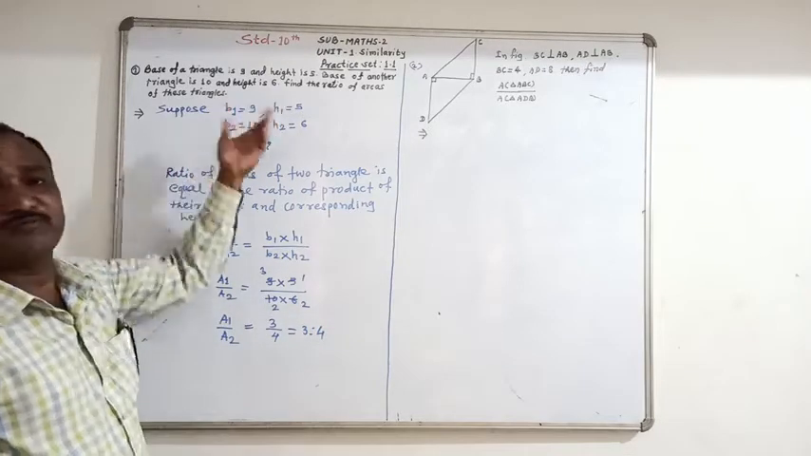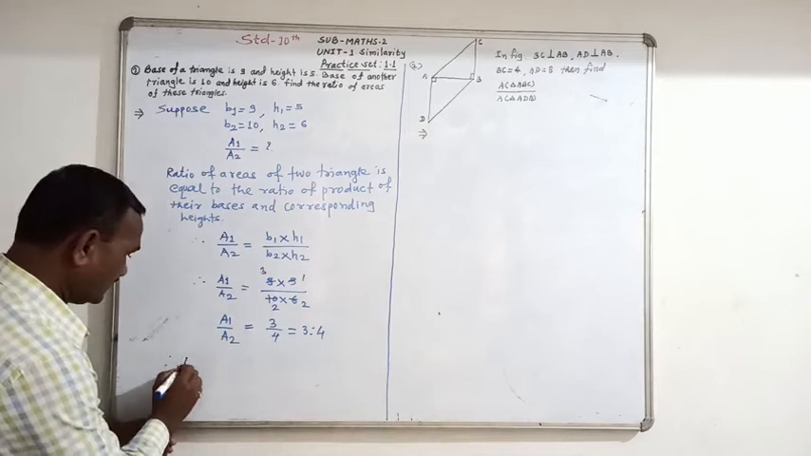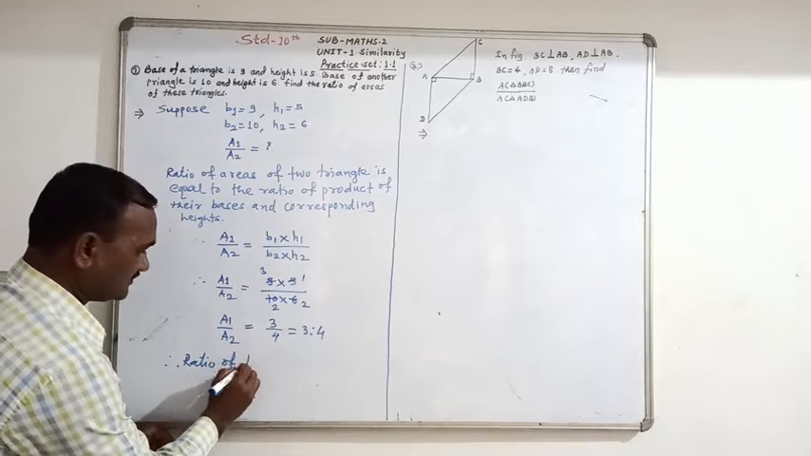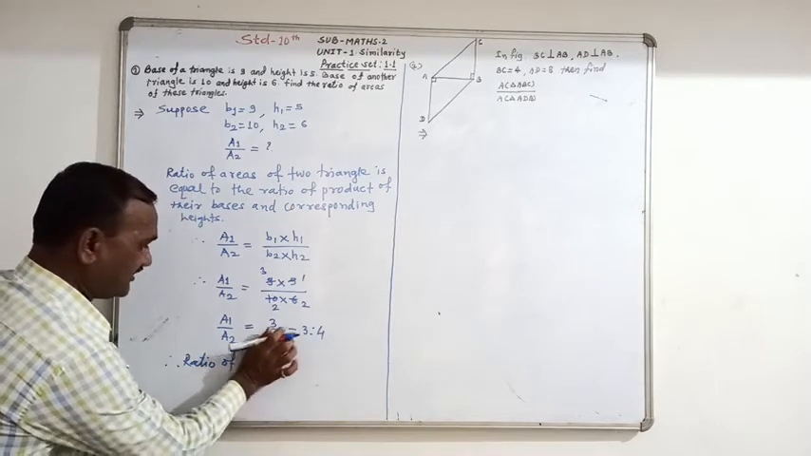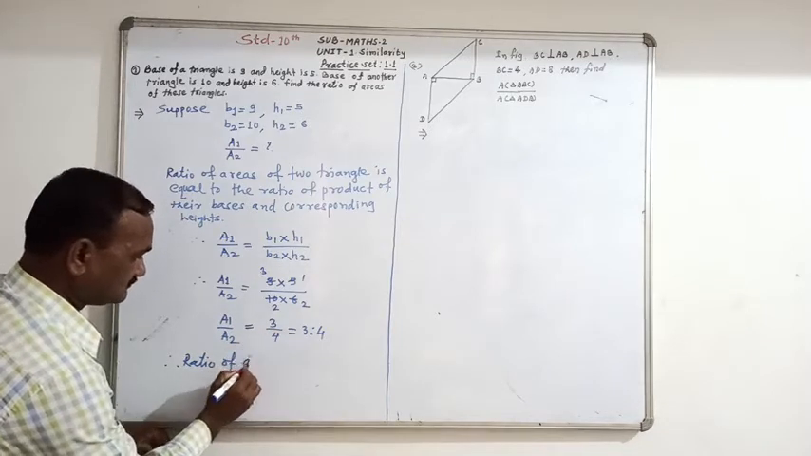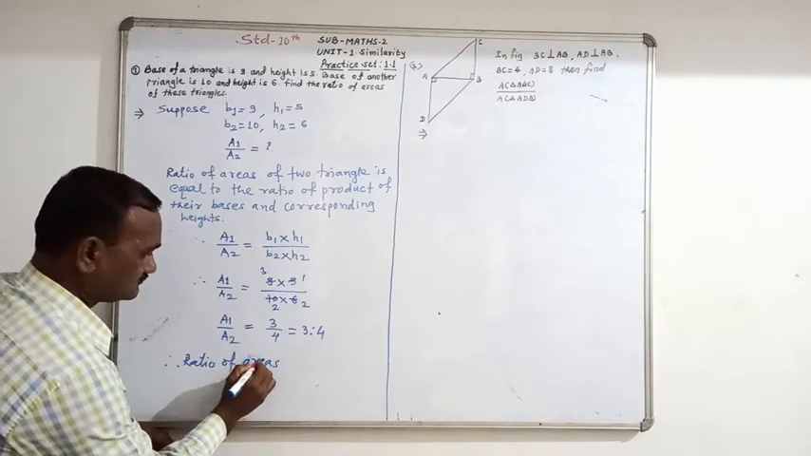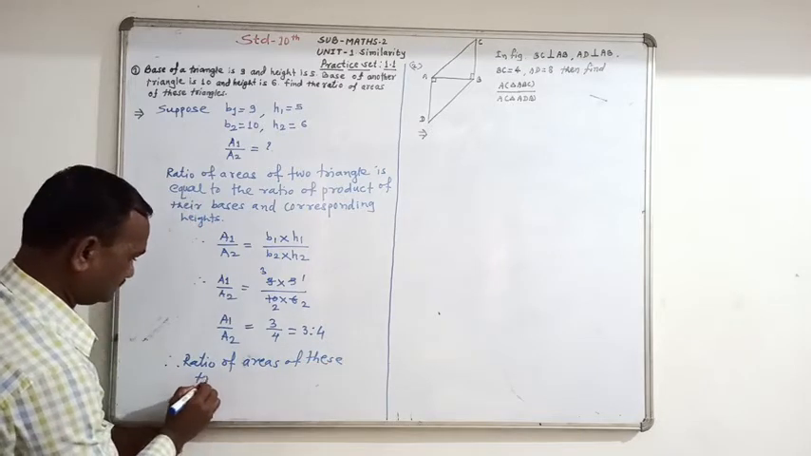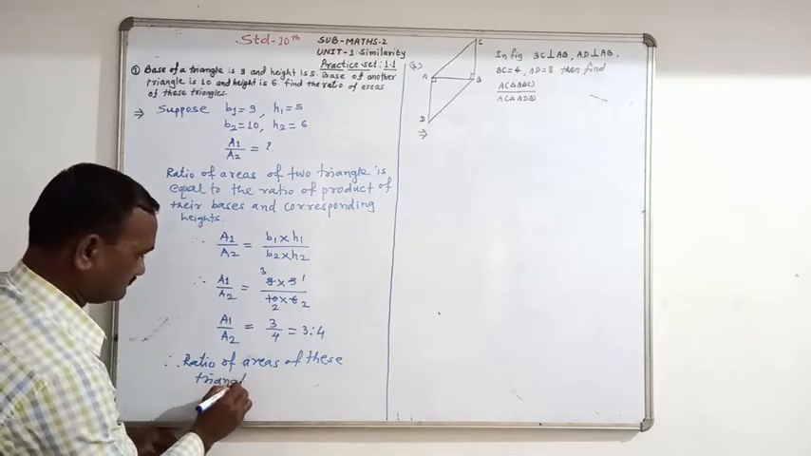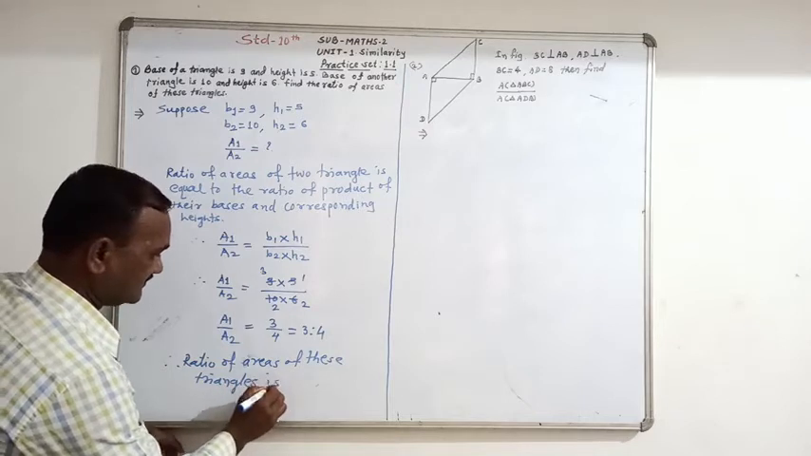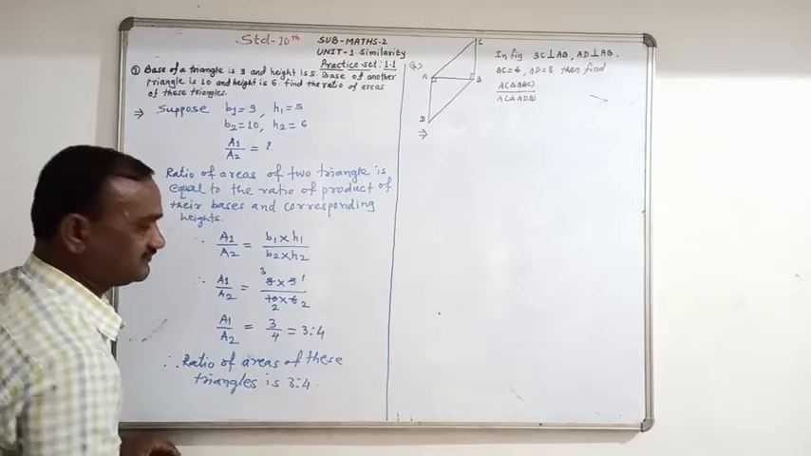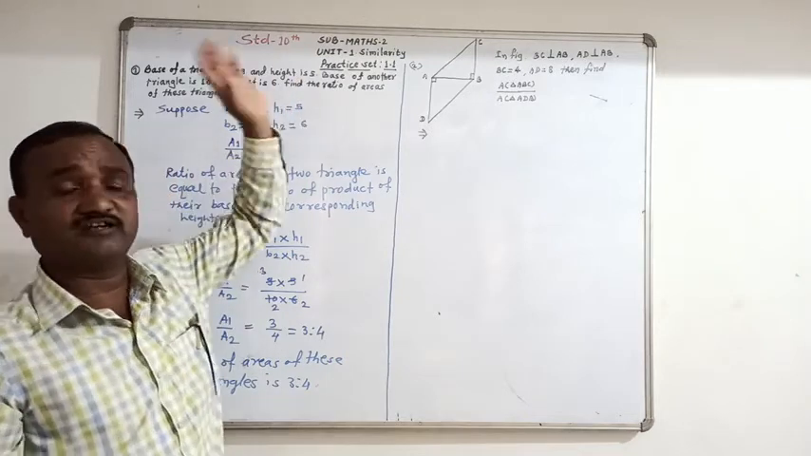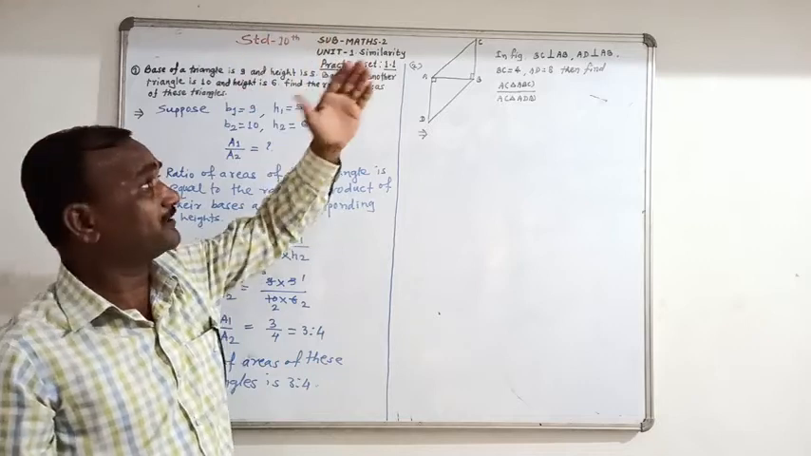So write the answer of the word problem in words. Therefore, the ratio of areas of this triangle is 3 is to 4. Just like that, you can solve the second example, third example, fourth example, fifth example in practice set 1.1.